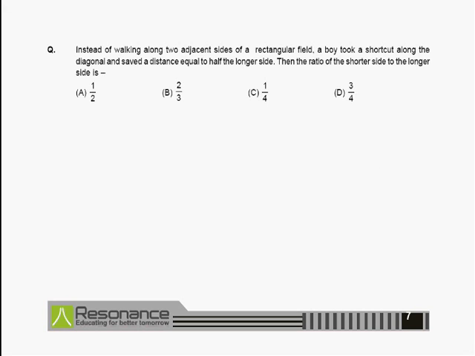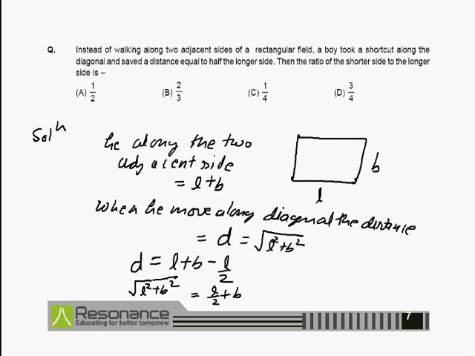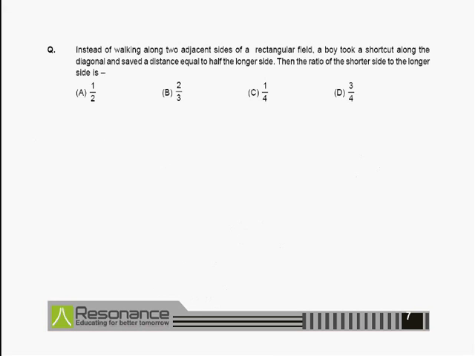As here we have seen, under root of L square plus B square is equal to L by 2 plus B. By squaring on both sides, we get L square plus B square is equal to L by 2 plus B, the whole square, which is L square by 4 plus B square plus LB.